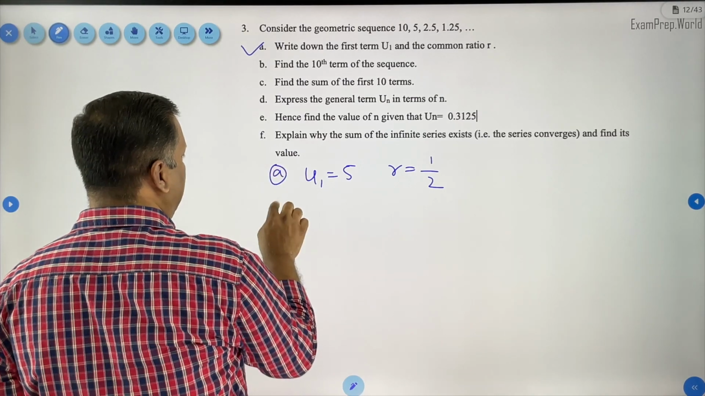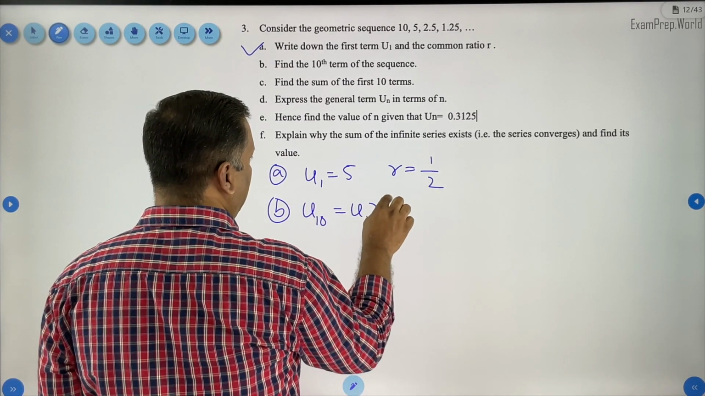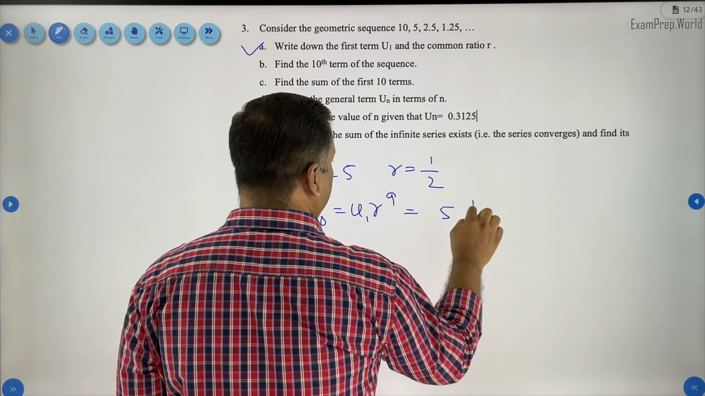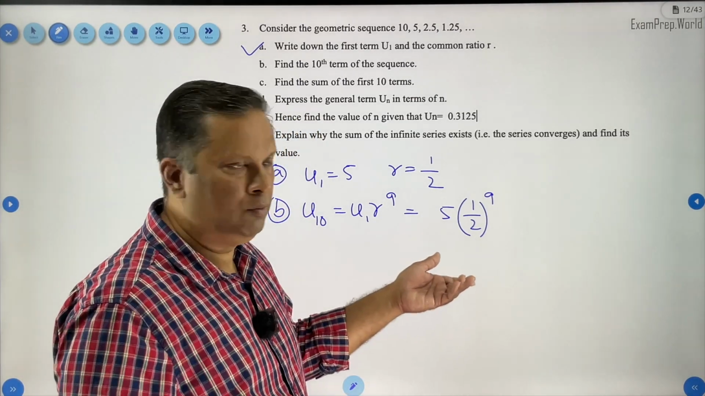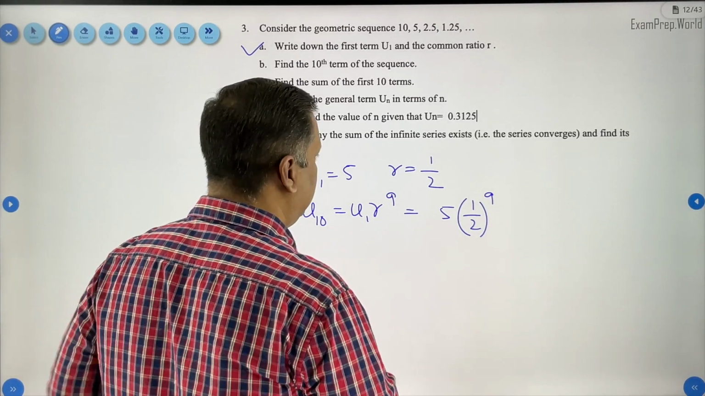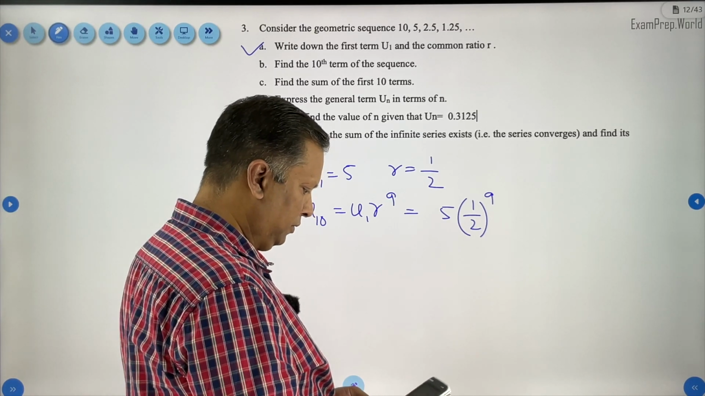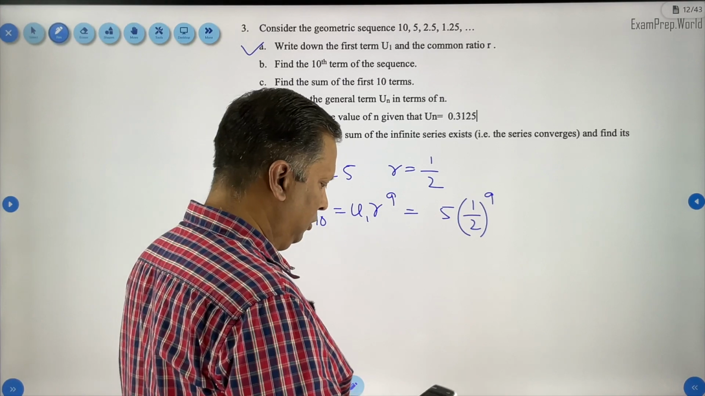This was for A. B: U10 is U1 times R to power 9, isn't it? So which is 10 into half to power 9. Half you can write as a decimal also and calculate. So let's do that. 0.5 whole to power 9 times 10 is 0.01.